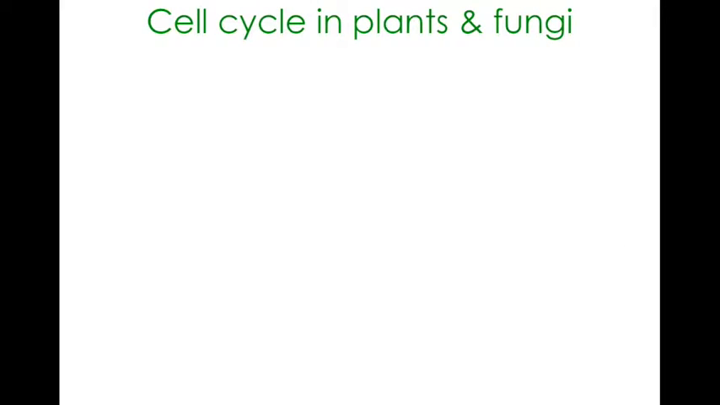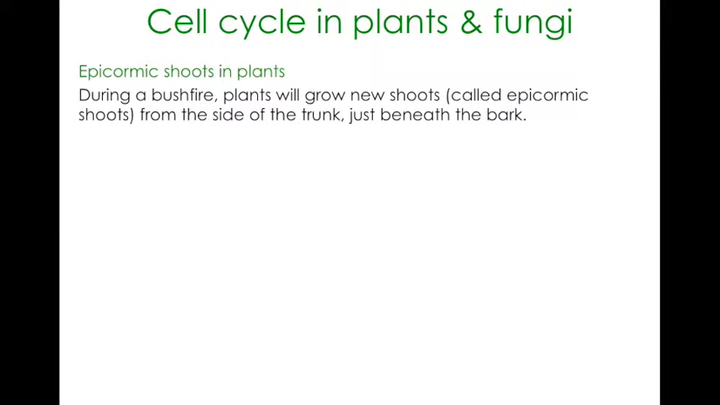Okay. Now, the last thing I want to talk about is how the cell cycle affects plants and fungi. Up until now, we've only been looking at how cell cycles affect animals in terms of mitosis, but it also affects plants as well. So, for example, in plants, not every part of the plant is alive. The majority of the plant is actually dead and forms really just the woody tissue or the structure of the plant that keeps it upright.